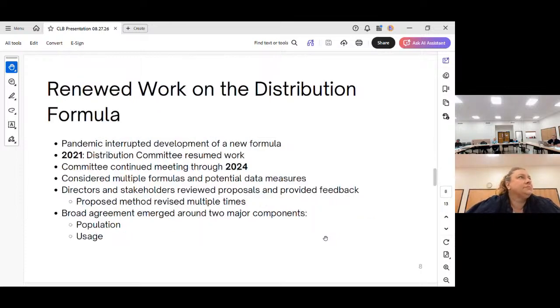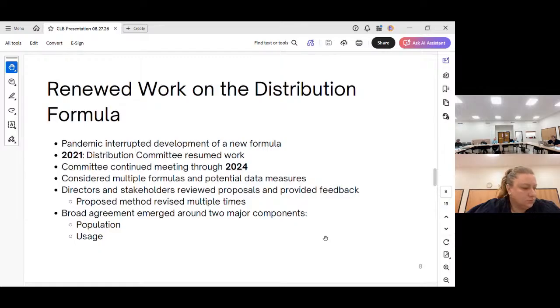The pandemic interrupted development of a new formula. The distribution committee resumed its work in 2021 and continued meeting through 2024. That committee was made up of myself and 3 other Coos Library Board members. One of those members did cycle off the board, and so we ended up, Kathy, can you remind me, it was myself, you, Carol, Linda Kirk. And Linda Kirk. Yeah, yes. Linda Kirk was not on the board, she was just. Oh, she was like an ex officio representative. And then she had back surgery and she was zooming in.